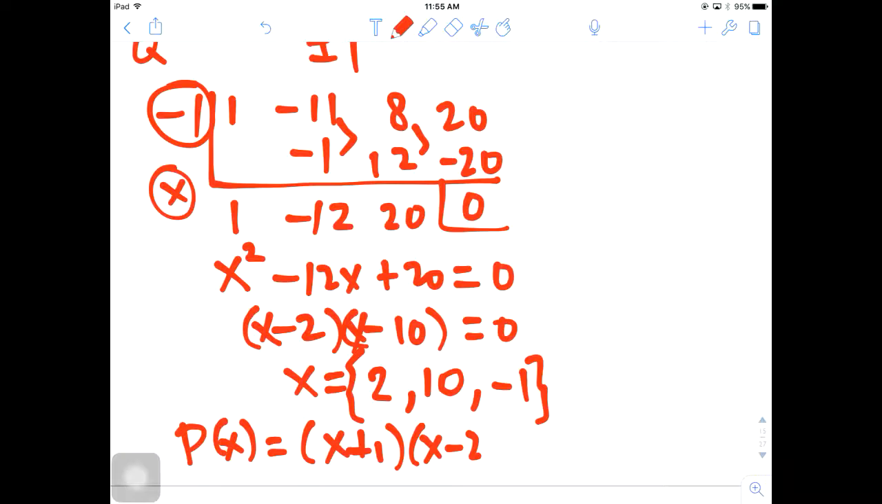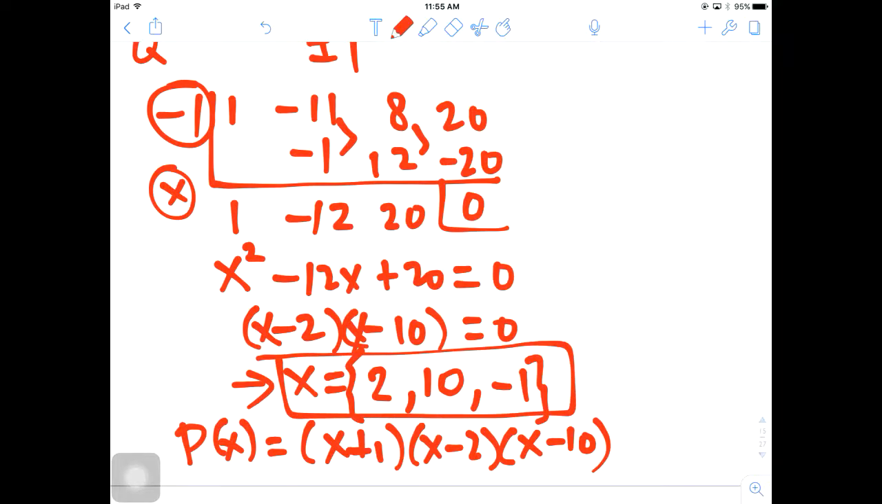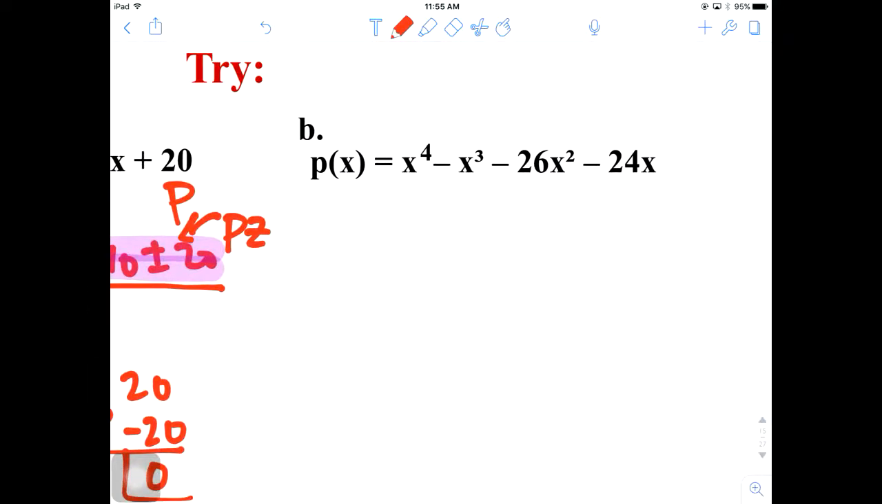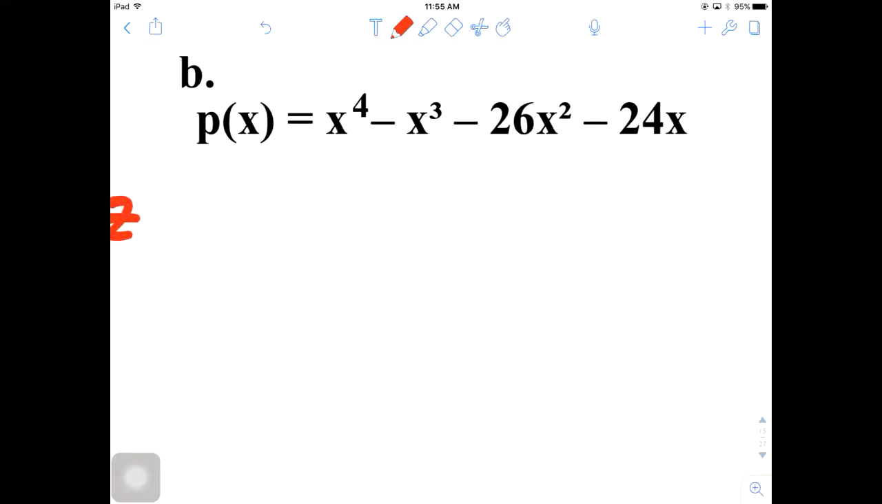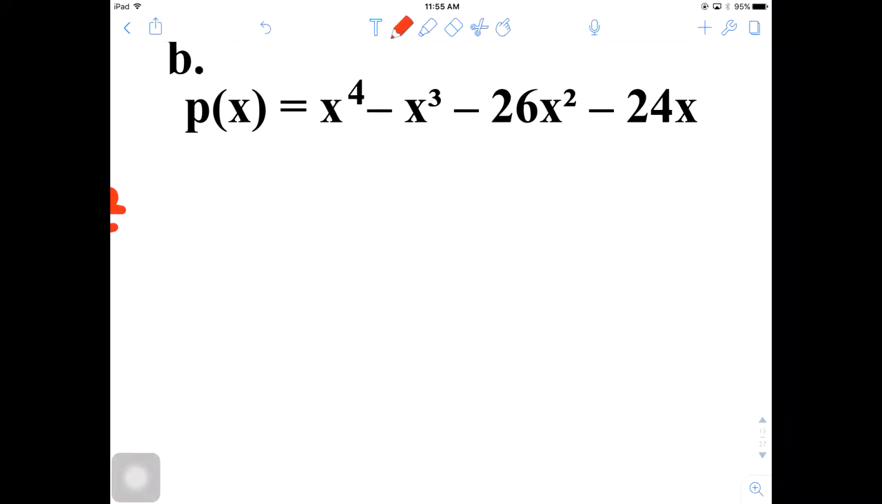Actually, it should be x minus 2 and x minus 10. So there's the complete list of factors, and those are the zeros that we found using the rational zero theorem. Okay, and that's the end of that problem. Go ahead and try this problem before you move on.